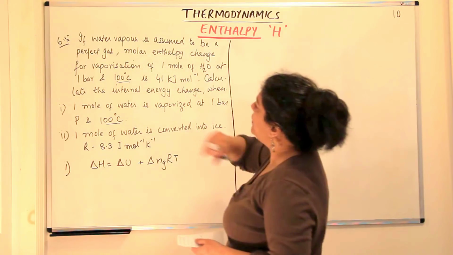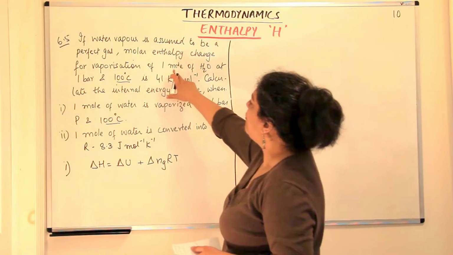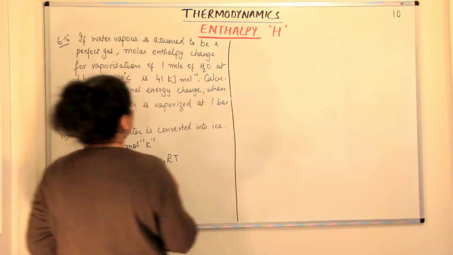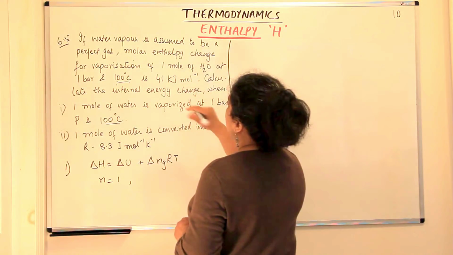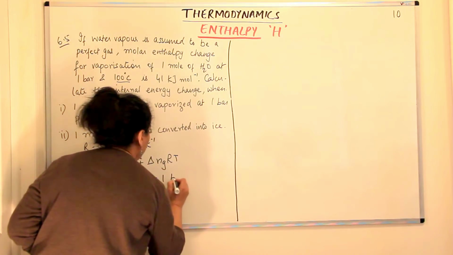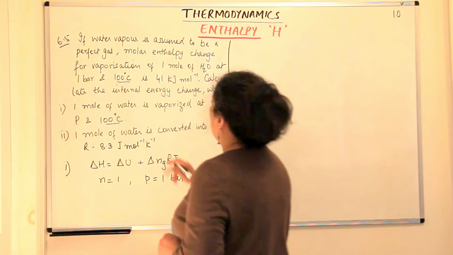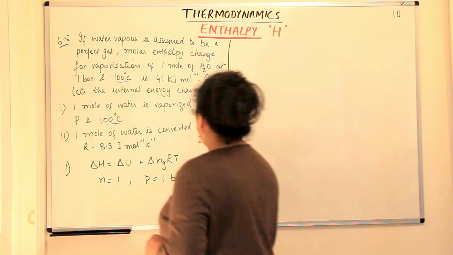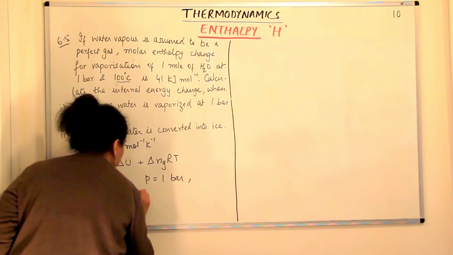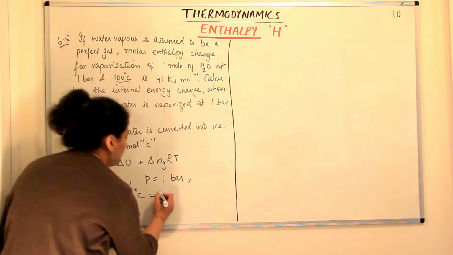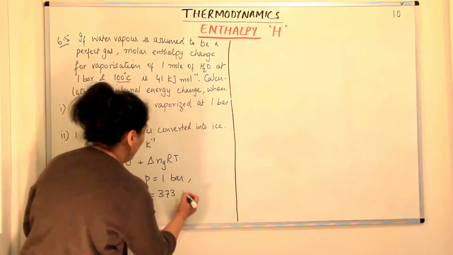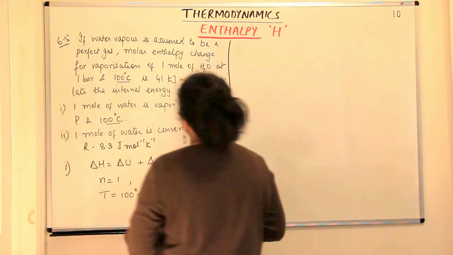If water vapor is assumed to be a perfect gas, molar enthalpy change for vaporization of 1 mole. So number of moles is equal to 1. Right? 1 mole of water at 1 bar and 100 degrees Celsius. Now, the pressure is equal to 1 bar. And what does it tell you more? Temperature is 100 degrees Celsius and we want to convert it to Kelvin. So it will be 373 because you have to add 273 to any degree Celsius to convert it to Kelvin. So this would be 373 Kelvin.